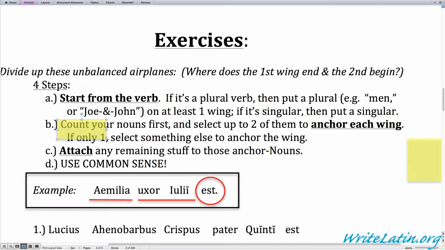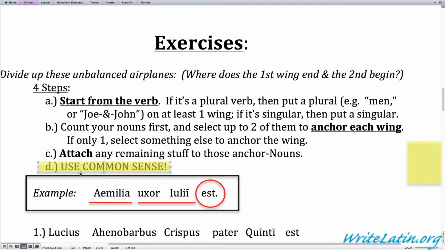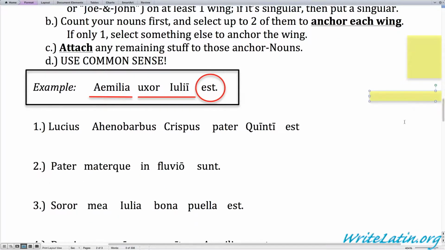Suggestion B, count your nouns, and select up to 2 of them to anchor each wing. Suggestion C, attach anything remaining to those 2 nouns. And suggestion D, use common sense. Hopefully you know what these words mean, and that should help you to interpret the sentence. You probably can just use your sense, your intuition, to figure out these.